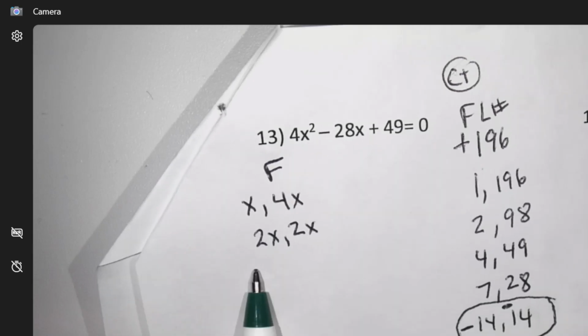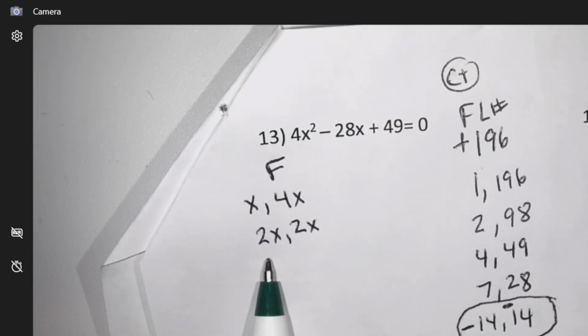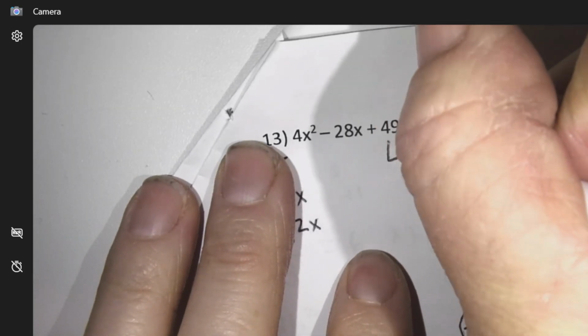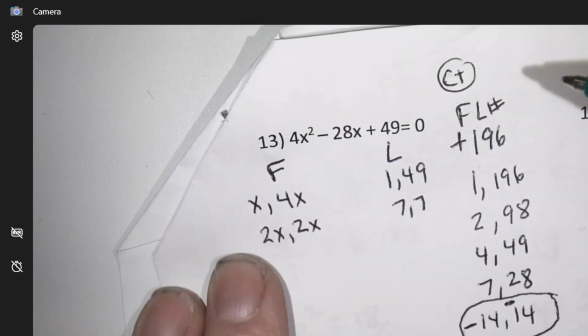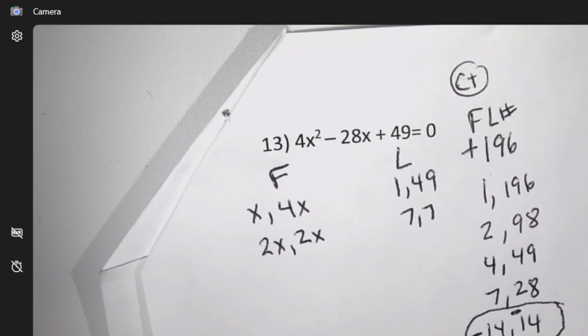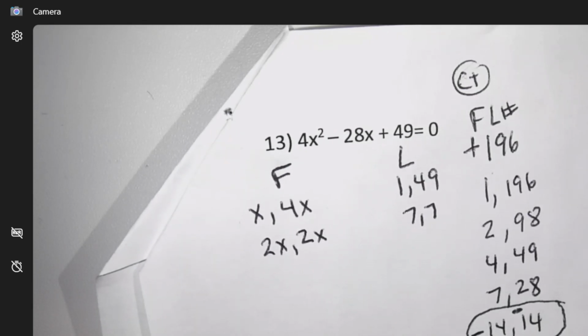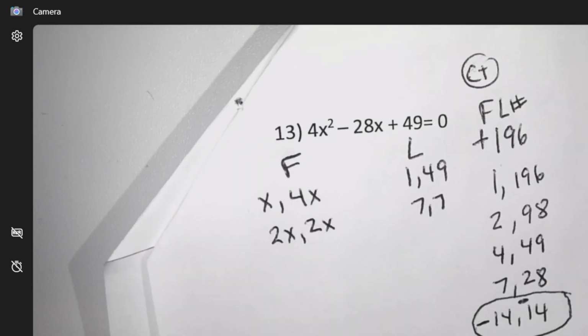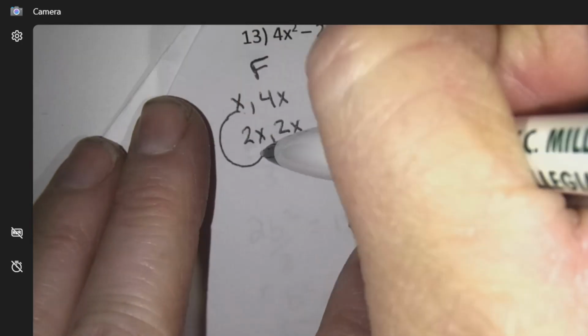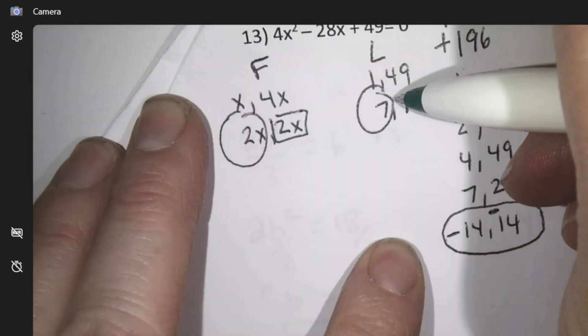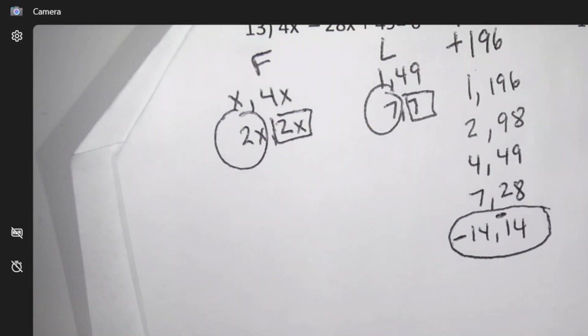Okay, so here's my F options. I'm going to list them. I could do a 1x times 4x, 2x times 2x. That's the option list. The 49 could be 1 and 49 or 7 and 7. Do you see how your multiplication table, you've got to have that nice and memorized to do this quickly? Okay, so what am I doing to make a 14 and a 14? Looks like we're going to have the same sets, right?